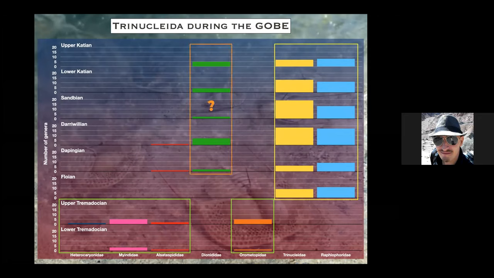As for the Dionididae, for the moment it is a little bit complicated because of the 45 species included in this family, more than half are associated with one genus, Dionide. So first, more studies are necessary to better understand them, and most probably the number of genera will increase within this group.